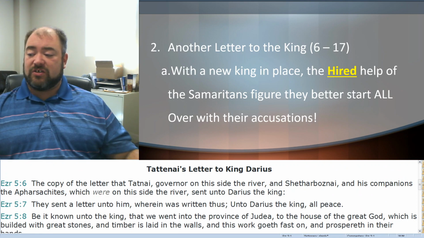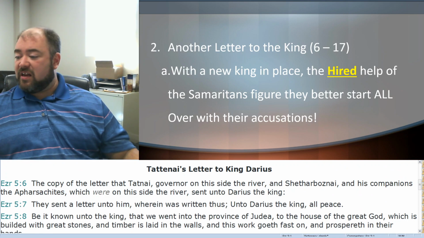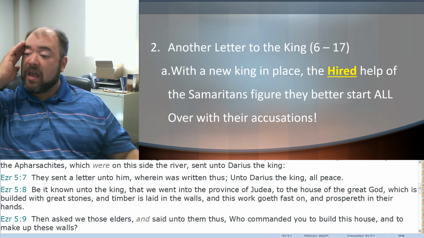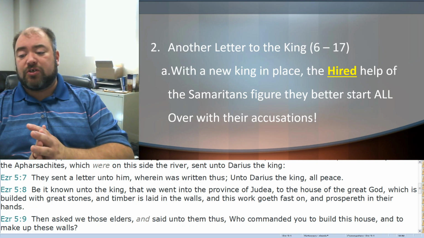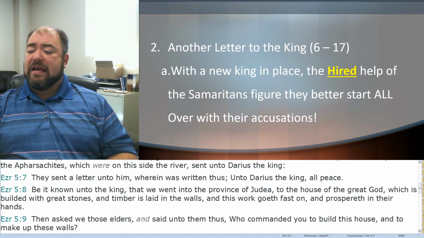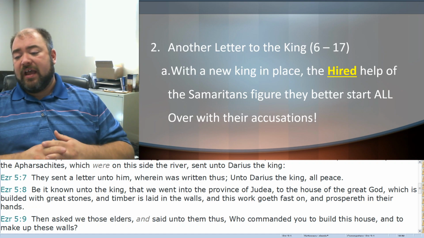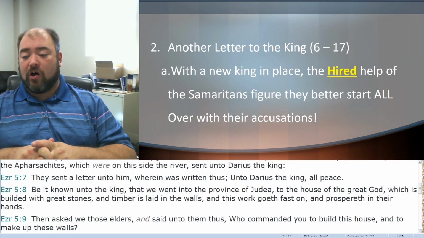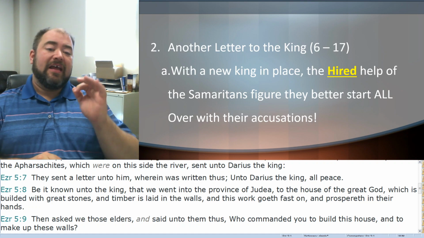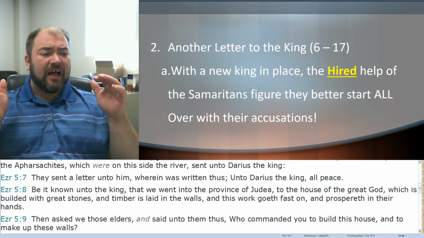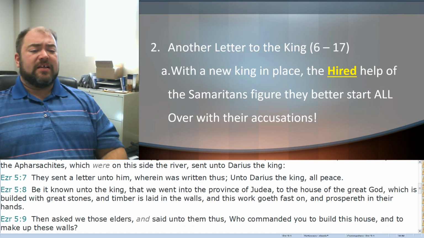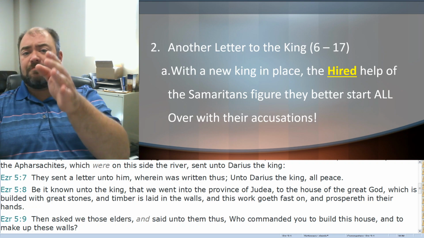Verse number 6 tells us, here's a copy of the letter that was sent unto King Darius. And verse number 8, be it known unto the king that we went into the province of Judah to the house of the great God, which is builded with great stones, and timber is laid in the walls. And this work goeth fast on, and prospereth in their hands. And so another letter is going out. The hired help is sending this out, and a new king is in place.